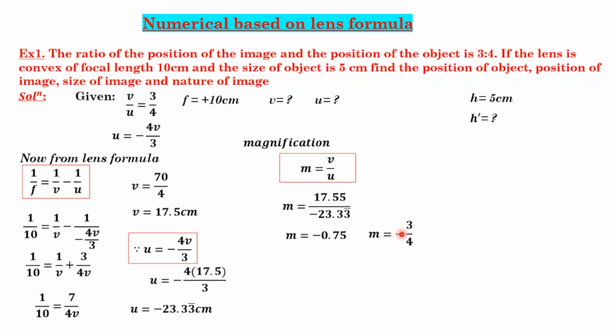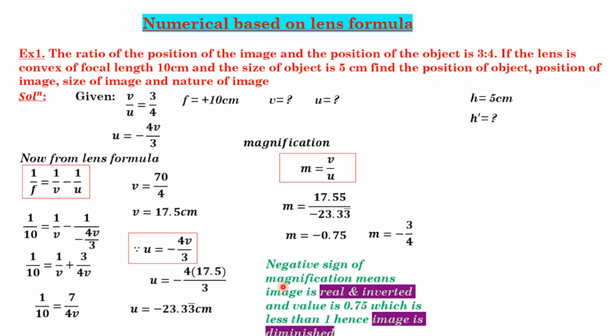Now minus sign means real and inverted image, and since the value is less than 1, it is diminished. So the negative sign of magnification means image is real and inverted, and the value is 0.75, which is less than 1, hence the image is diminished. Okay. Now let us calculate the h prime.